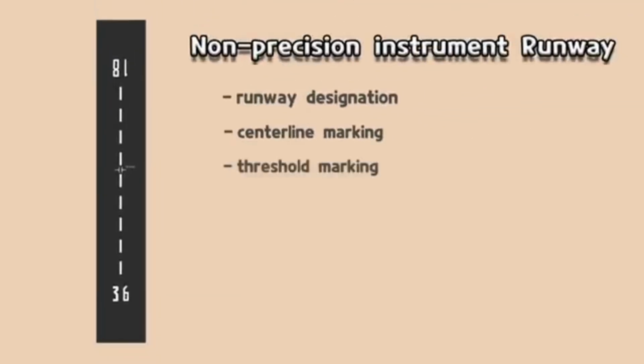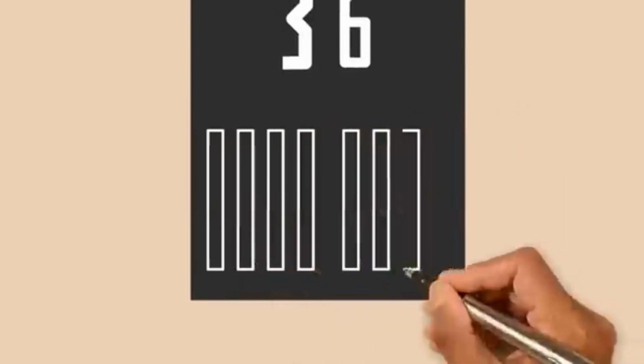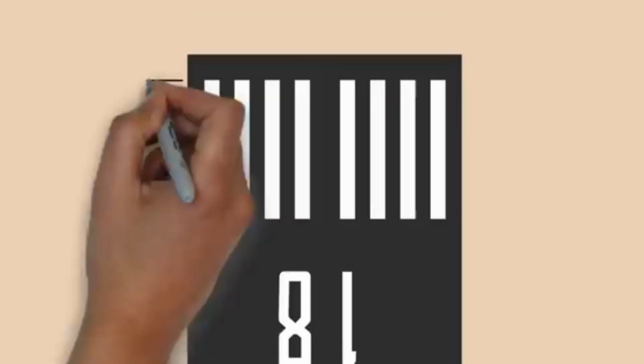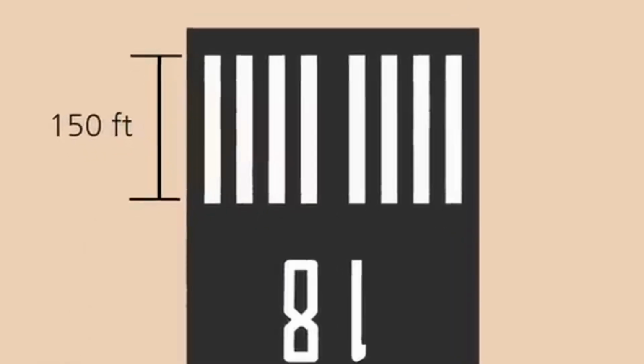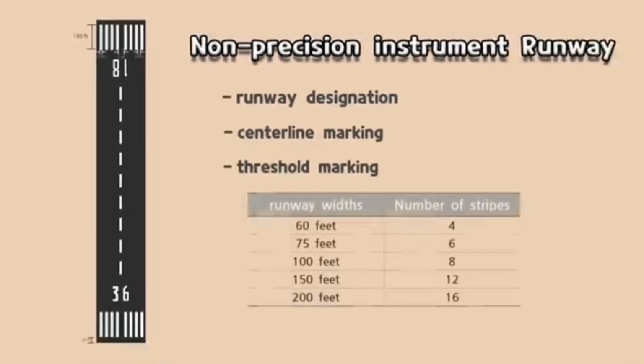A threshold marking identifies the beginning of the runway that is available and suitable for landing. These markings start 20 feet from the runway threshold. The runway threshold markings consist of several white longitudinal stripes of uniform dimension arranged evenly about the runway centerline. The stripes must be 150 feet long, 5.75 feet wide, and spaced 5.75 feet apart except the center space, which is 11.5 feet apart. For the threshold markings, the number of stripes varies depending on the width of the runway.